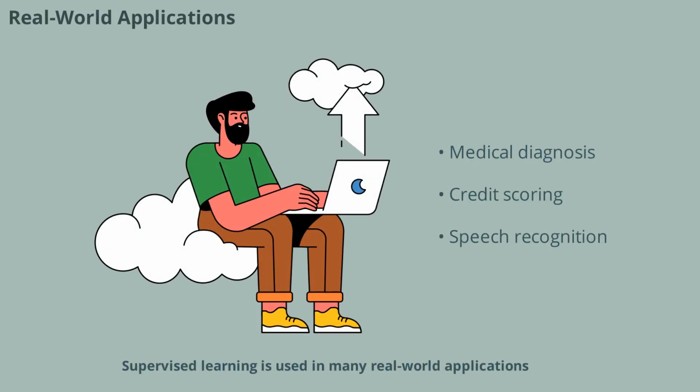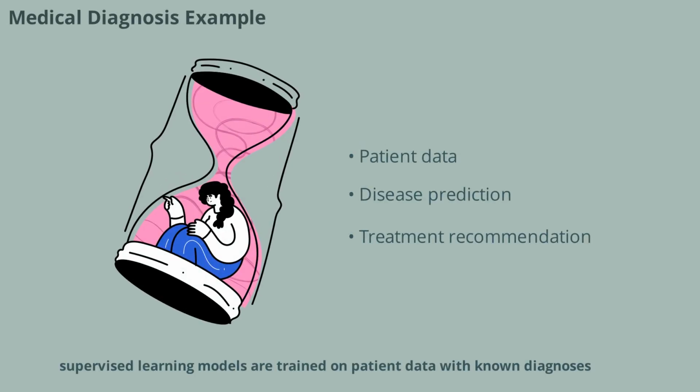Supervised learning is used in many real-world applications. Examples include medical diagnosis, credit scoring, speech recognition, and image classification. In each case, labeled data is used to train models that can make accurate predictions, improving efficiency and decision-making across industries. In healthcare, supervised learning models are trained on patient data with known diagnoses.